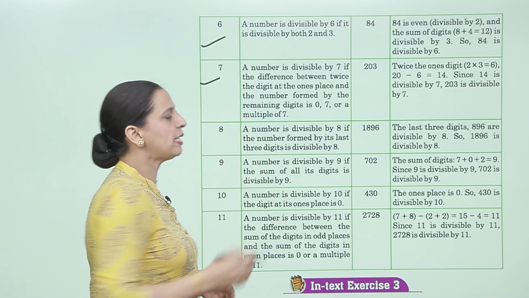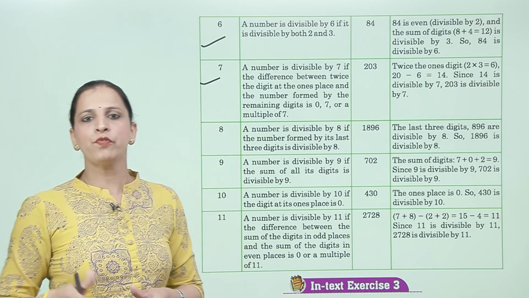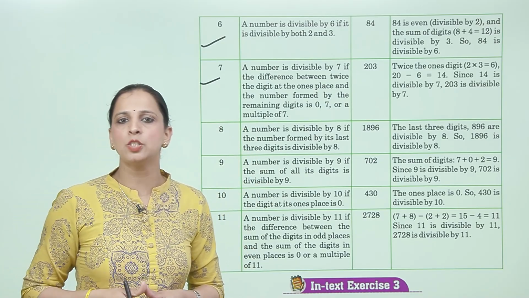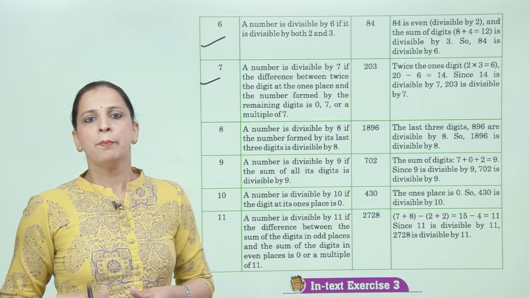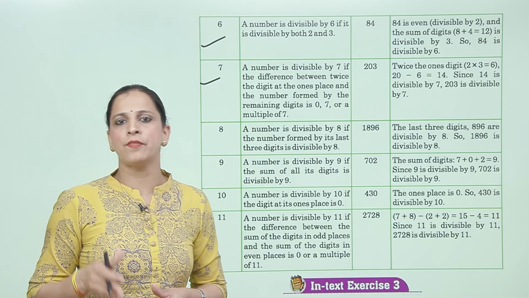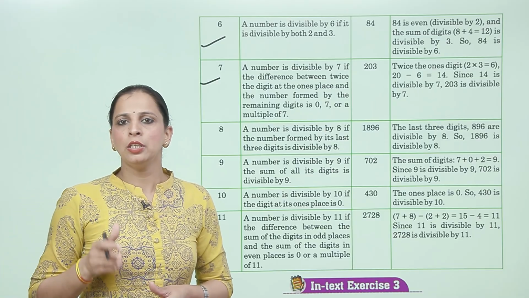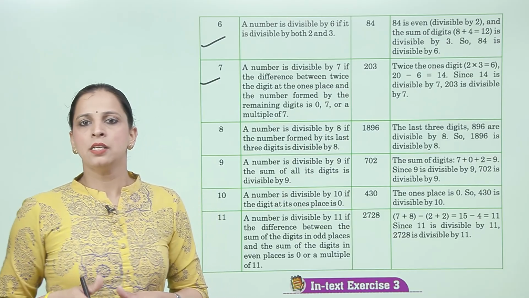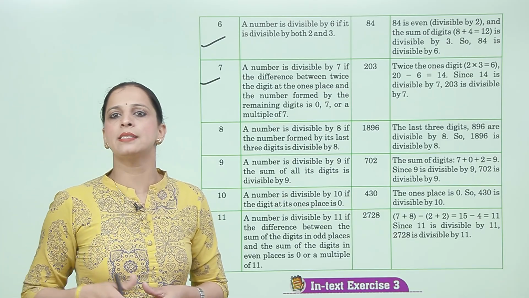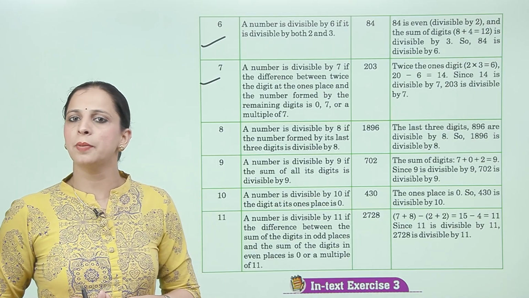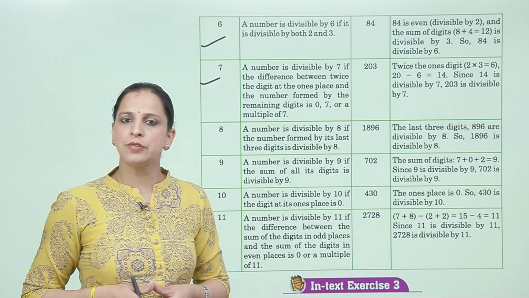Now 7. A number is divisible by 7 if the difference between twice the digit at the ones place and the number formed by the remaining digits is 0, 7 or a multiple of 7. Example is 203. Twice the ones digit is 6, 2 3s are 6, 20 minus 6 is 14. Since 14 is divisible by 7, 203 is divisible by 7.